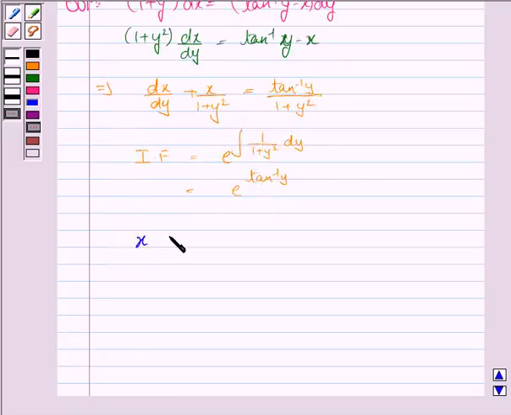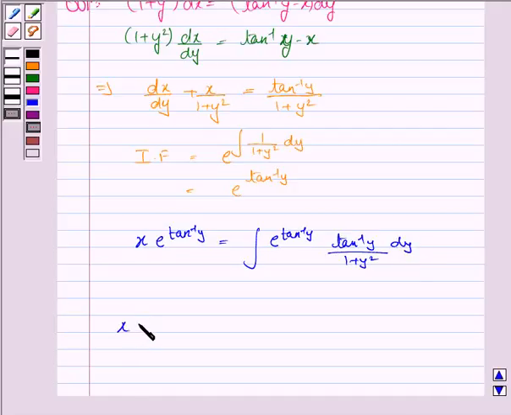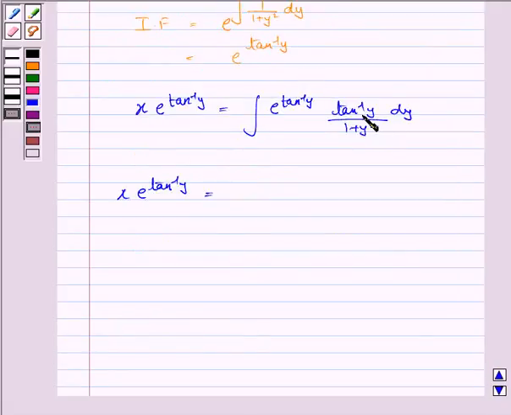So we have x into the integrating factor, which is e^(tan⁻¹y), is equal to the integral of the integrating factor into Q(y), which is tan⁻¹y/(1 + y²) dy. Now we know that the derivative of tan⁻¹y is 1/(1 + y²), so we'll put tan⁻¹y = t. So 1/(1 + y²) dy = dt.